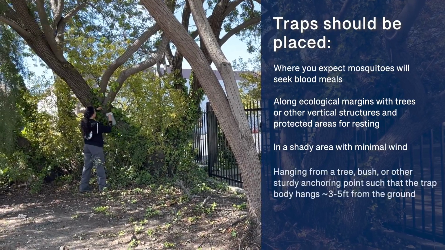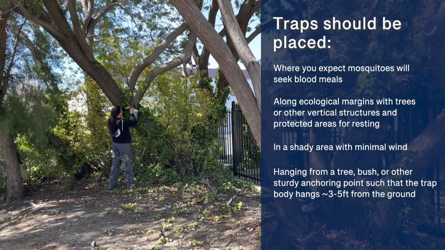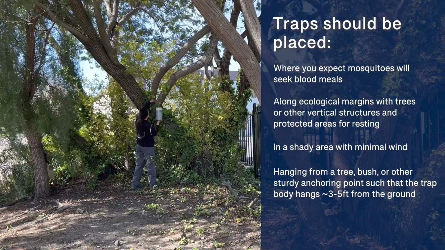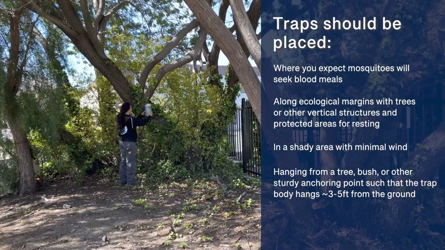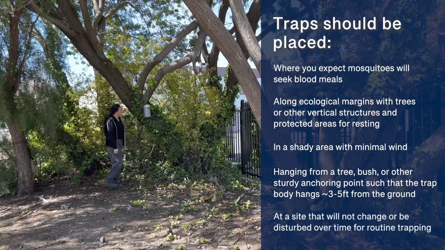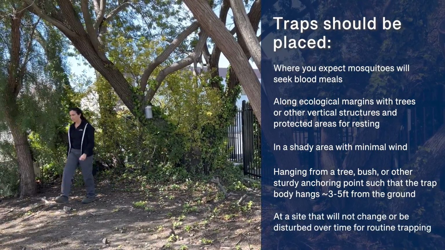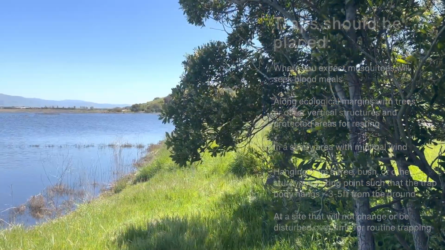Hang the trap from the branch of a tree, bush, or any other sturdy anchoring point such that the trap body hangs about 3 to 5 feet from the ground. The specific position of the trap affects mosquito numbers, so for routine trapping, select a place to hang the trap that will not change or be disturbed over time.